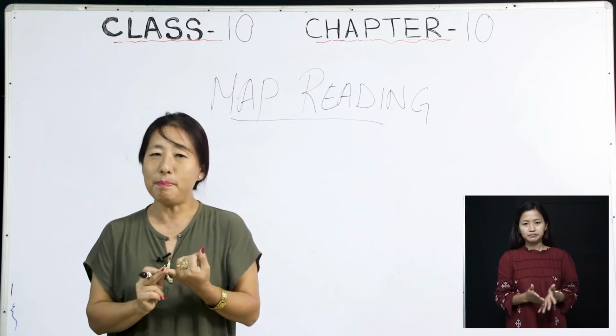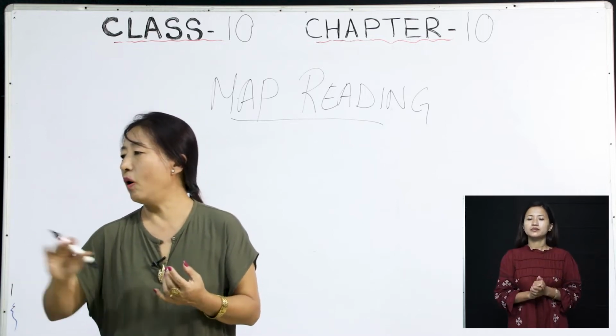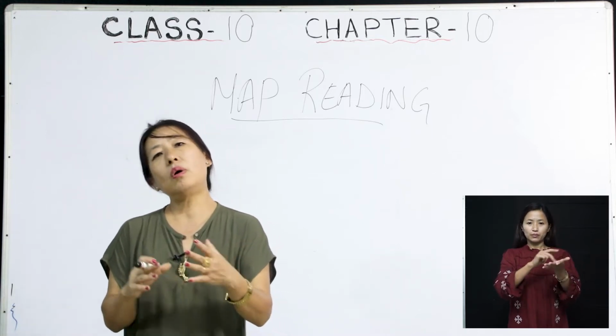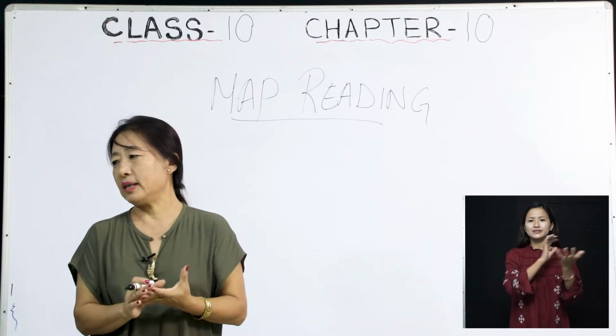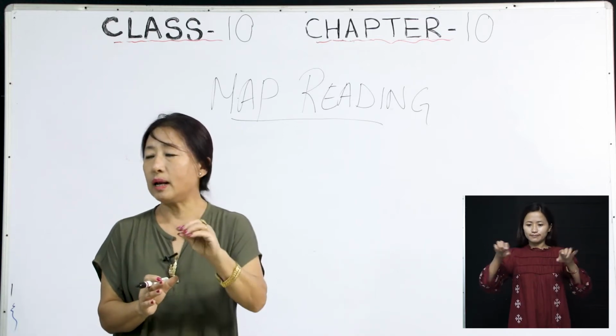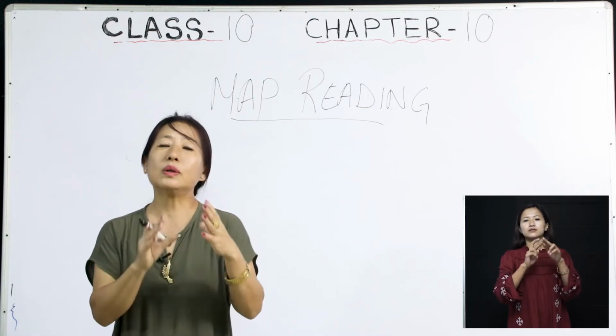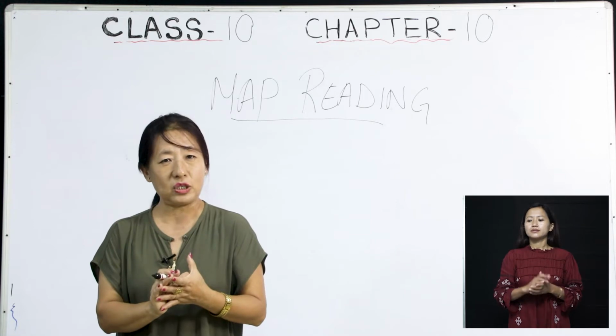What is a map? Map means a representation of a part or the whole of the Earth's surface drawn to a scale on a flat surface. You have all seen a map, isn't it? So that is to do with the definition.